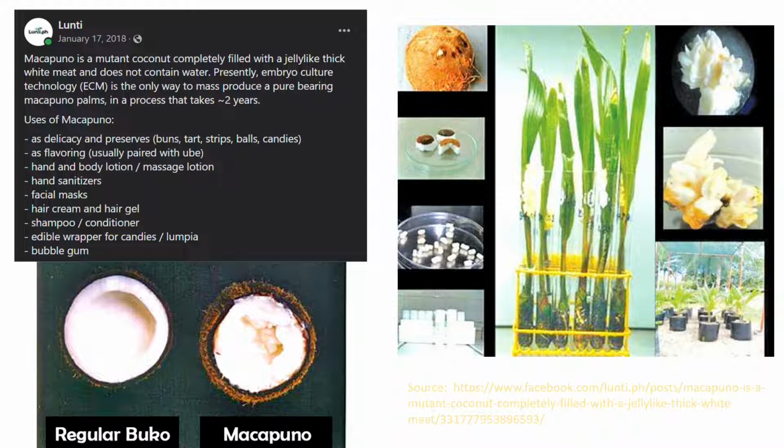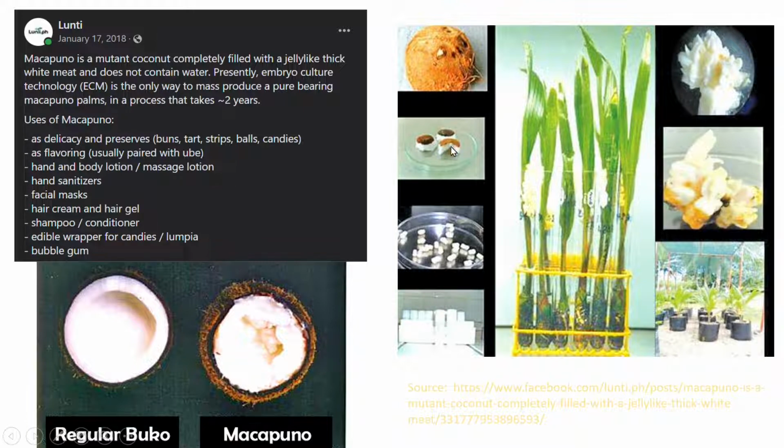Here's another article about makapuno, and it has been used as a delicacy and preserve, as flavoring, even as a hand and body lotion, hand sanitizers, facial mask, hair cream, hair gel, shampoo and conditioner, edible wraps for candies, and even bubble gum. As you can see in this picture, the regular buko is firm, has a white meat, as compared to the makapuno, which has a jelly-like, fluffy consistency. You can see in the diagram here how tissue culturing again is done.